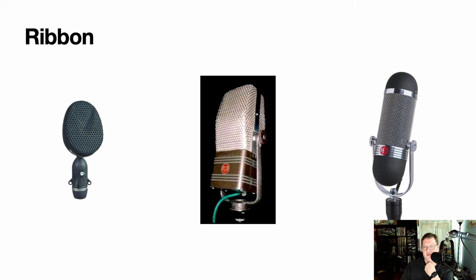So the one on the left is a Coles. The one in the middle is an old RCA microphone that is probably worth $10,000 now if it's in great shape. The one on the right's an AEA R84. We have both the Coles and the AEA in the studio here at school. And I'll have some other videos that will give you some sense of what they sound like. But those are ribbon microphones.